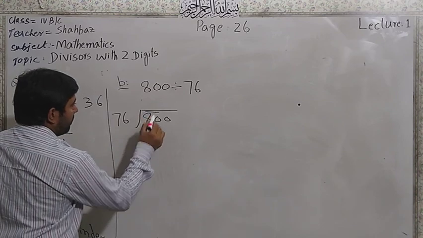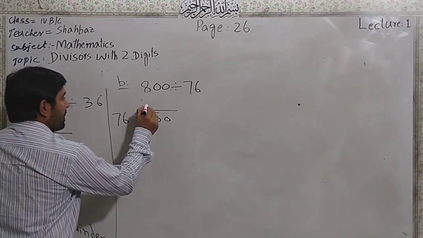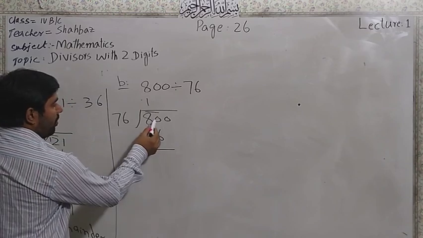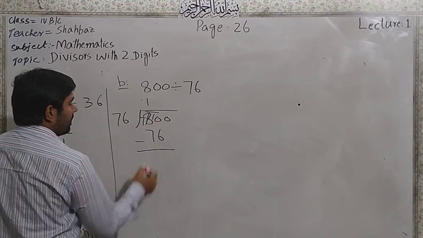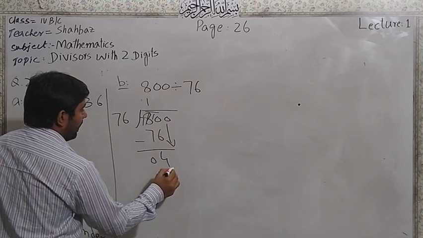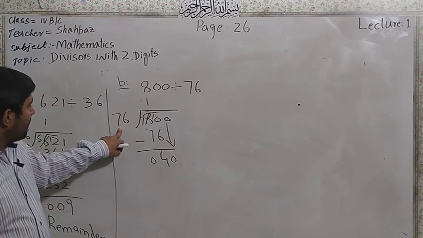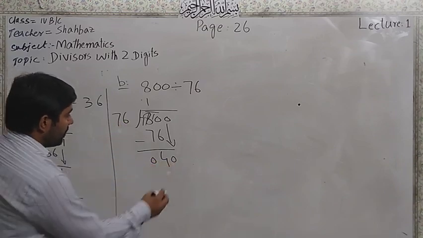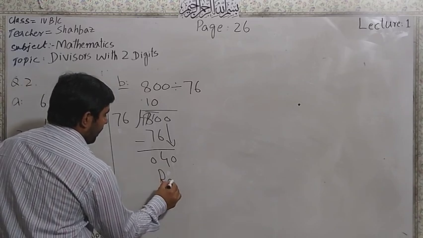Now you have two numbers, 80. 76 is very near to 80, so you will say that 1 6 is 76. Subtract: 0 minus 6 is not possible, so you will take carry from here and it will be 7. 10 minus 6 will be 4. 7 minus 7 will be 0. This will come here, it is 0. We cannot read the table of 76 because 40 is smaller than 76, and you will put this 0. This will be here, and this is called remainder.